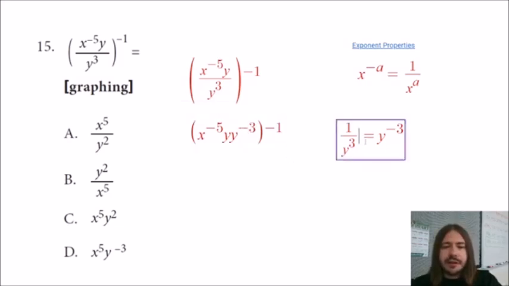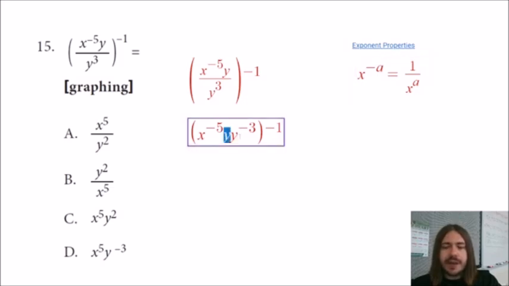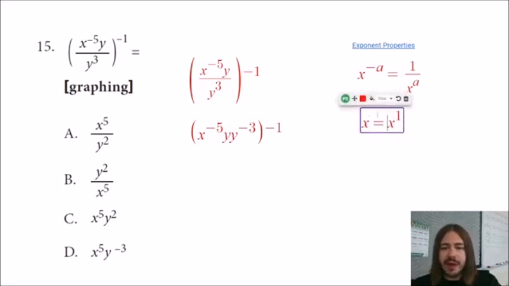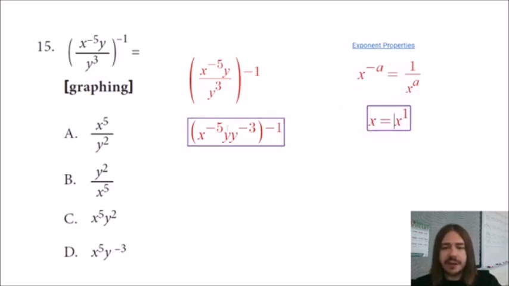Another thing I might want to point out here, this is another exponent property, is that anytime you have just a regular old variable here, that's the same thing as saying that variable to the first power. So if you don't see an exponent written, there's an assumed 1 there.